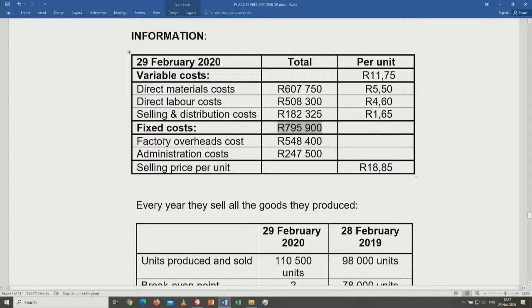795,900. Then you have your factory overhead cost and your administration cost. Those are the two costs that I said to you. We consider those costs to be our fixed cost. So we want total fixed cost and we want our variable cost per unit, and there is our selling price per unit. So we did not even have to calculate selling price per unit. Therefore the calculation was only worth 4 marks, but it can easily be up to 7 marks if there are more calculations involved for us.